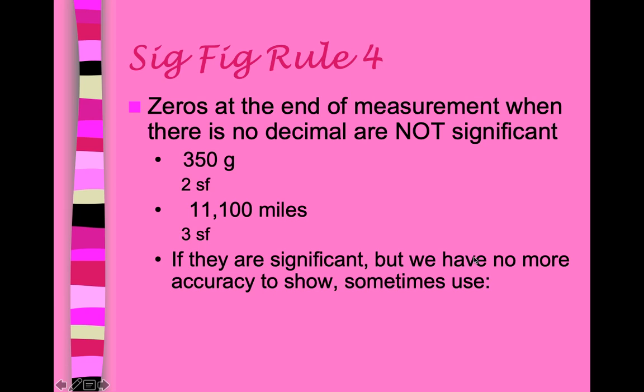If they are significant, but we can't have any more sig figs allowed, sometimes we will use a decimal point. So, for example, let's say we were doing a dog show, and our capacity was 800 dogs.